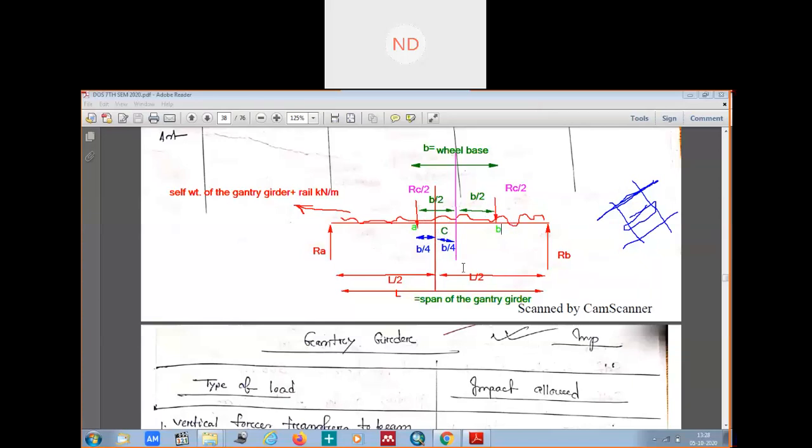So now if you see this entire, RA by 2, RA by 2, this was RC by 2. It means the maximum bending moment will be here in this wheel, which is B by 2, where we have RA by 2. So this is how you calculate your maximum bending moment. To calculate the maximum bending moment, you have to know the position, the places where the maximum bending moment occurs.